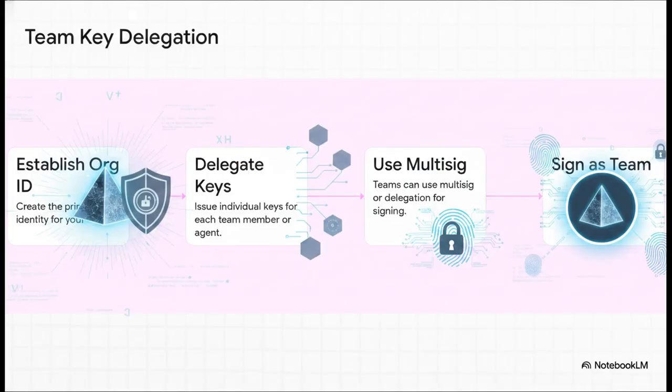Now, for your teams, please listen up. We are not sharing a single private key. That is a disaster waiting to happen. Instead, you'll set up a primary organization identity. From there, you'll issue delegated keys to each person or agent on your team. This lets you set really granular permissions on-chain, and it means every action still traces back to an individual and then rolls up to the team.